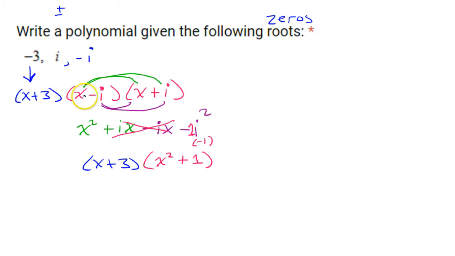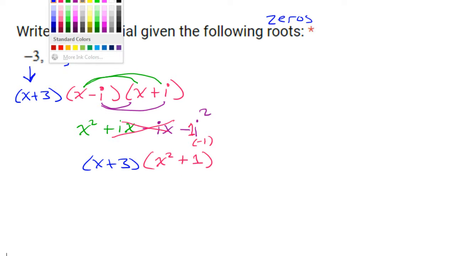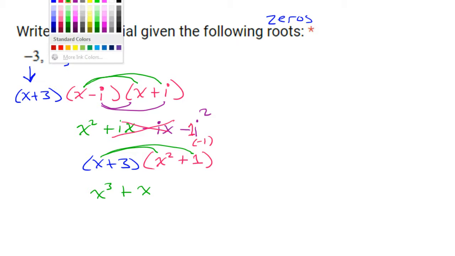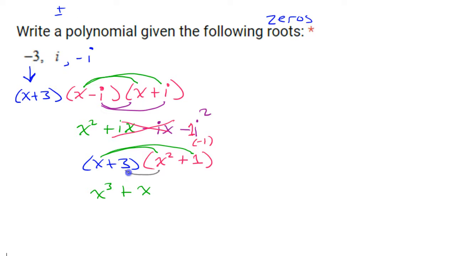So I multiplied the two factors that had i in them, and I got x squared plus 1. Now I'm going to take that result and multiply it by the other factor of x plus 3. I am going to do it in the same exact way as I did before. So I'm going to distribute the x. So that's going to give me x to the third power and 1x, or just x. Now I'm going to distribute the 3. Alright, 3 times x squared is 3x squared. 3 times 1 is 3.